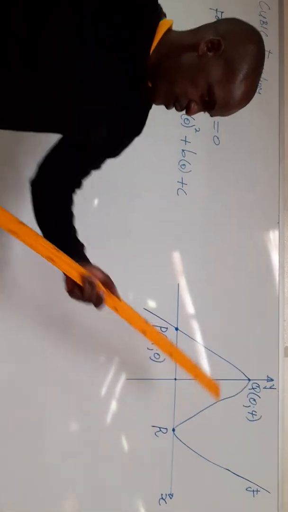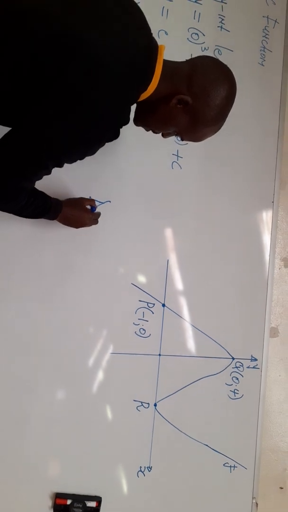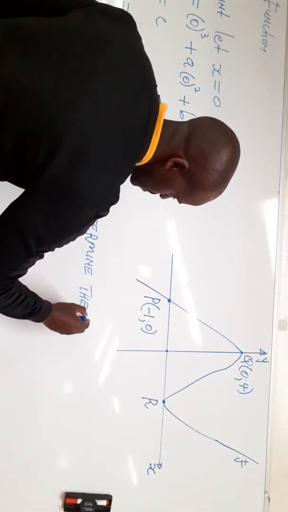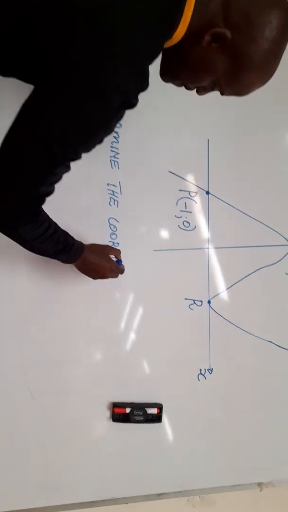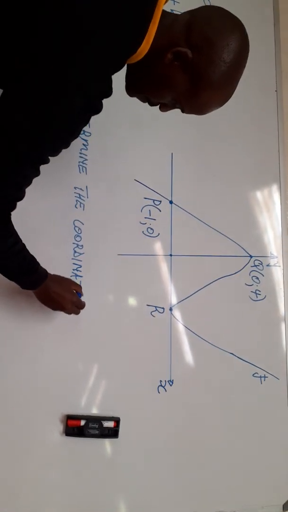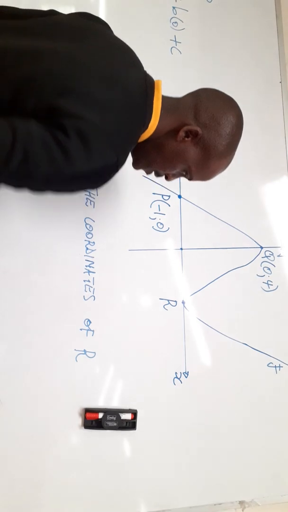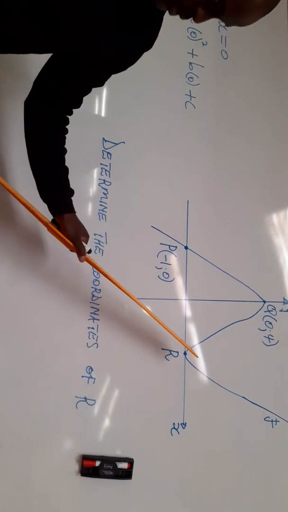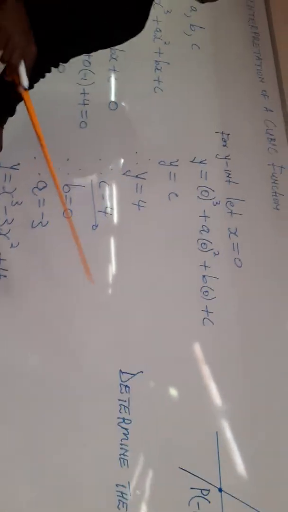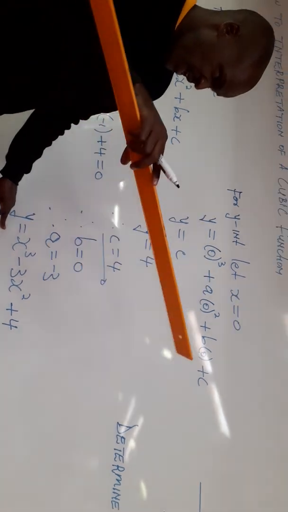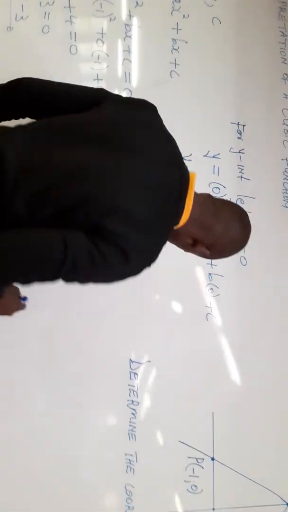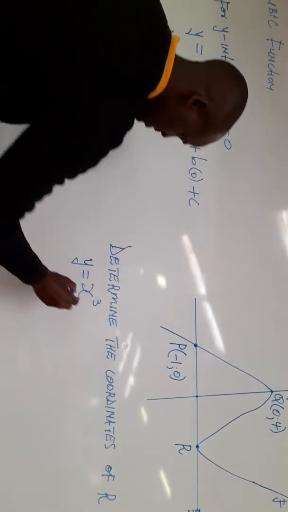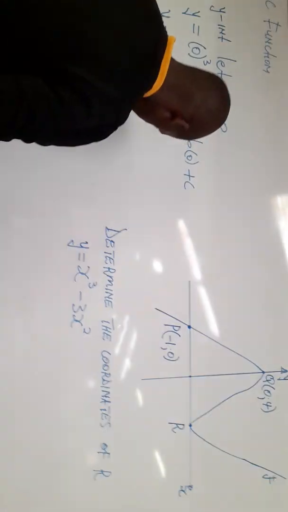Right, our next question, we are to find the coordinates of R. R is a stationary point, and R is the x-intercept. You choose any because it will be the same thing. Let's use our equation to find the coordinates of R. Let us find the x value at the turning point. For the x value, remember you have to derive our equation. Our equation is y equals x cubed minus 3x squared plus 4.